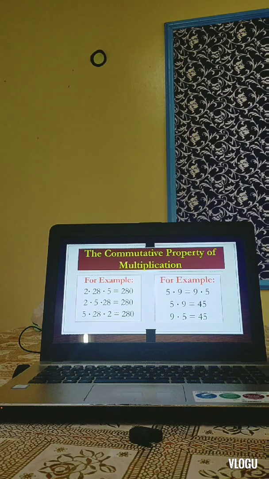Another example is 5 times 9 is equal to 9 times 5. 5 times 9 is equal to 45, and 9 times 5 is equal to 45. Take note of the key word there. We're going to change the order, but it does not change the sum or the product of the numbers.